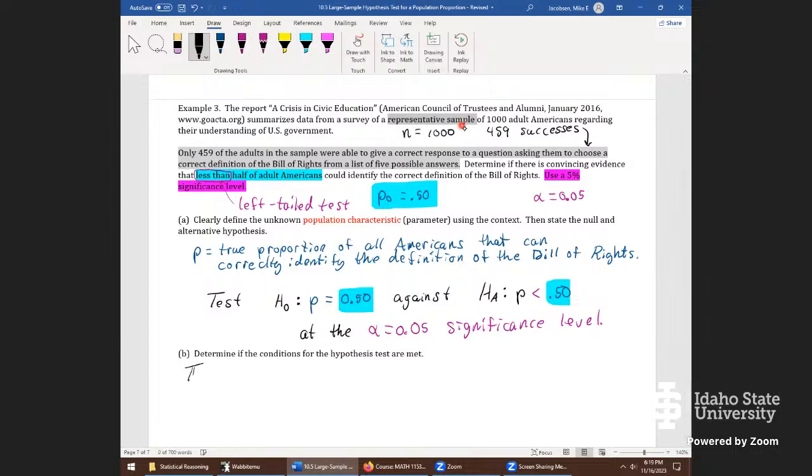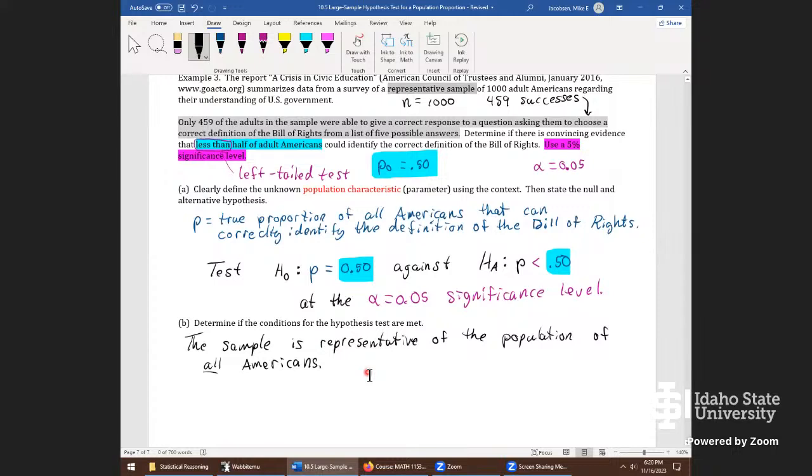Here I'll just say the sample is representative of the population of all Americans, we hope, but that's what they told us. So we'll go on to the next statement.